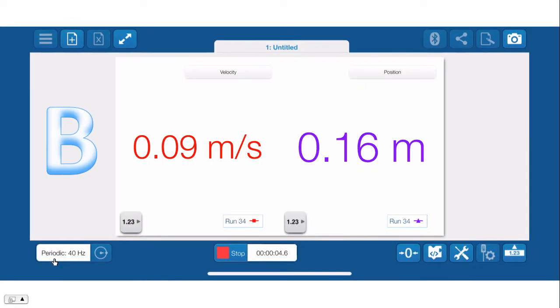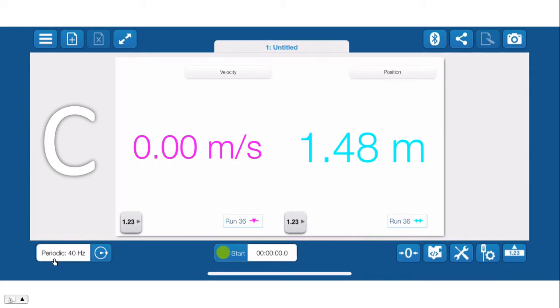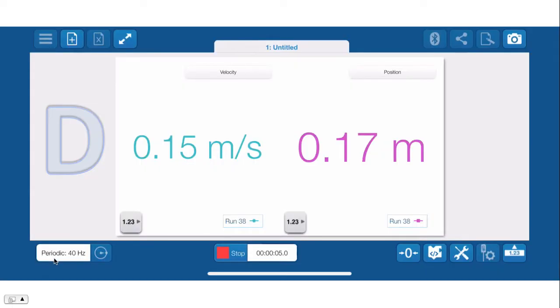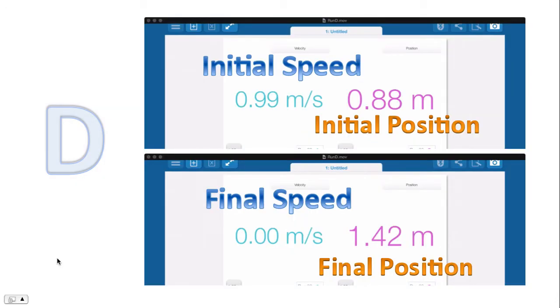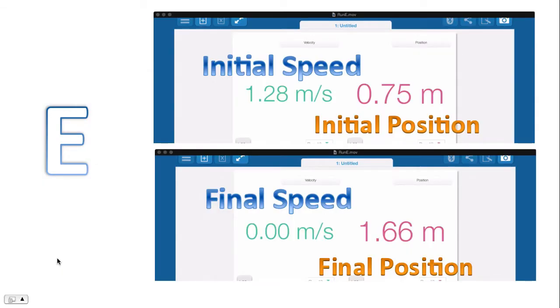All right, here's trial B. And here's the data for trial B. Trial C. Here's the data for trial C. Trial D. Here's the data for trial D. And trial E. Here's the data for trial E.